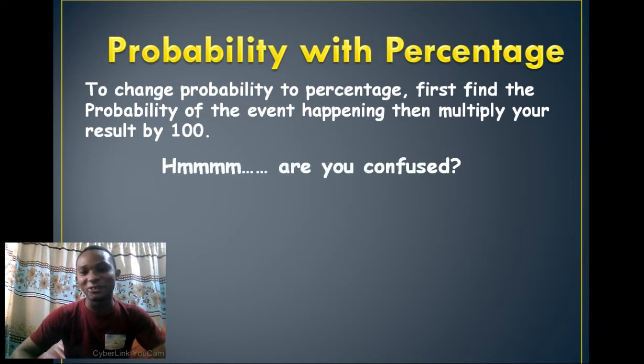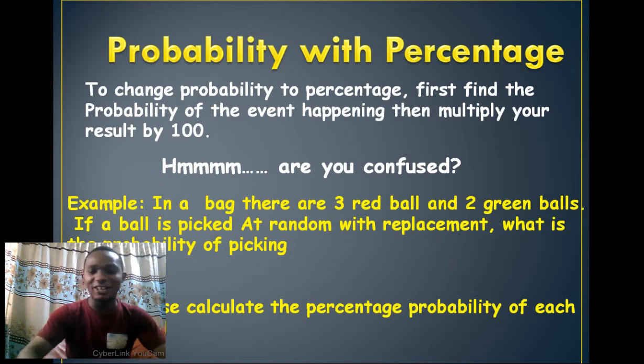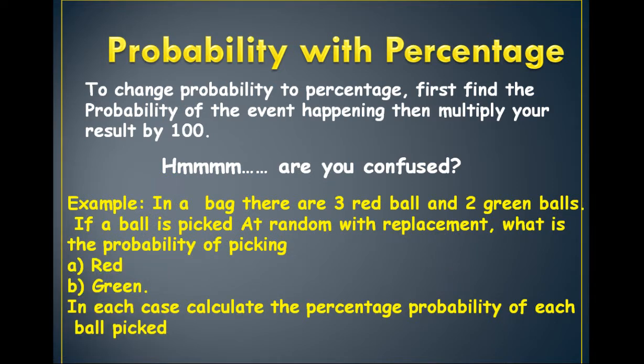I guess you are confused. I'm going to explain what I said before with an example. Now look at this example. In a bag, there are 3 red balls and 2 green balls. If a ball is picked at random with replacement, what is the probability of picking the first one, a red ball, and the second one, a green ball? Now, in each case, calculate the percentage probability of each ball picked.